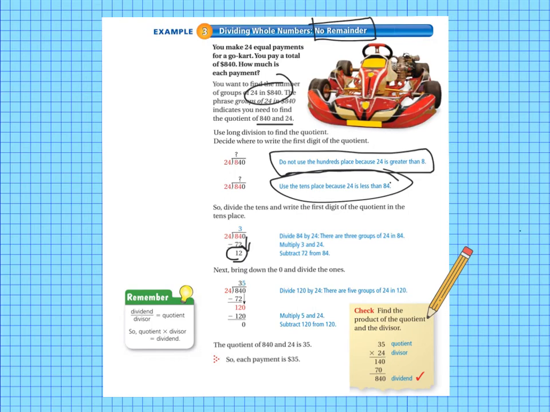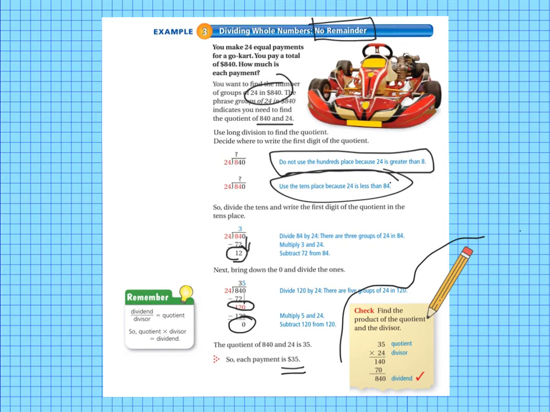So then we've got 24 going into 120, and it goes into 120 5 times. 24 times 5 is 120, so we subtract the 120, and we get a 0. So the quotient of 840 and 24 is 35, so each payment is $35.